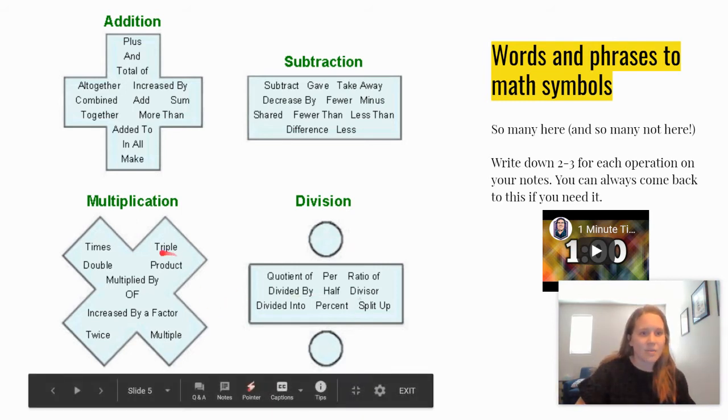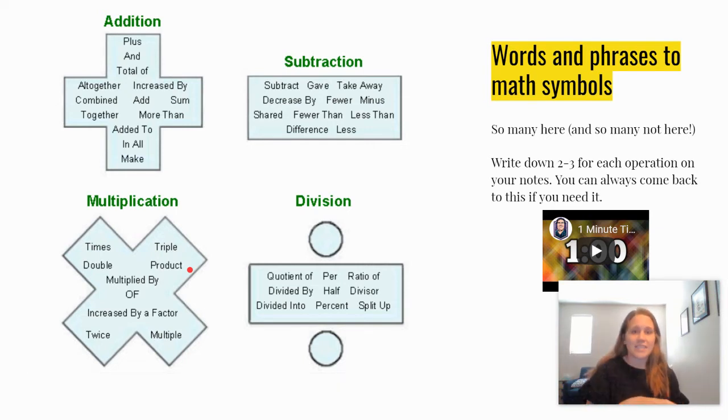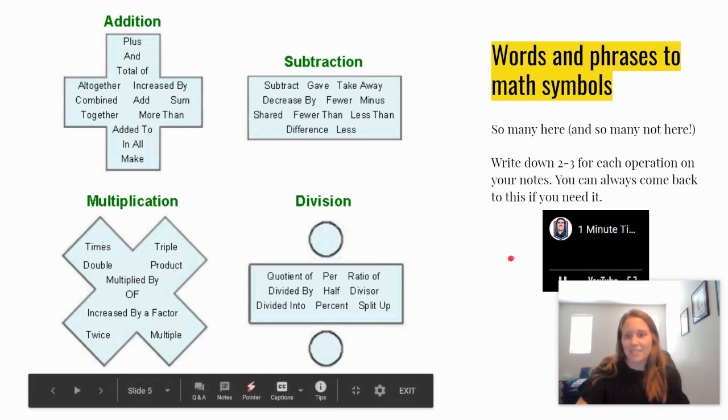When I see the word product, I'm thinking multiplication. There are so many listed here, and there are also so many that are not here that mean these operations. So this is just a good starting point. It's not foolproof. So if you don't see the word minus or any of these subtraction words, it still might be a subtraction problem. But this is a great place to start. Can you take about a minute and write down 2 to 3 words for each operation on your notes? And I will post this image so that you always have it if you need it. Okay, go ahead and update your notes.